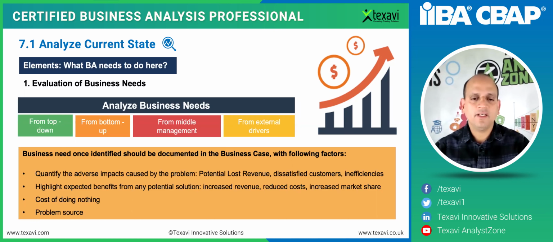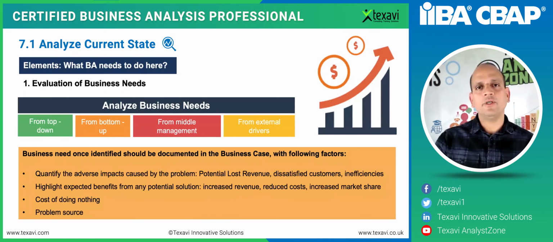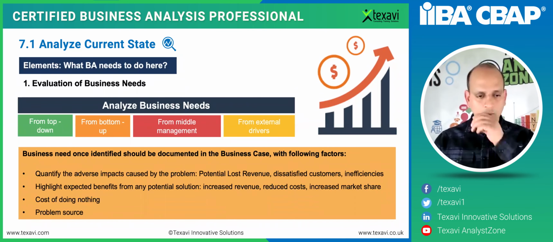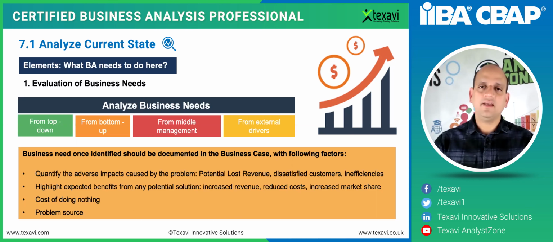And once we identify the business need, it should be documented in a business plan or a business case, because that would help us understand why we have taken a decision or why we have chosen one option over another. There is a motivation, there is a rationale for that, and that's what we do here. And then we need to quantify the impacts, whether adverse or beneficial. We need to have measures and metrics to define things, so that we put a lot of objectivity into this.